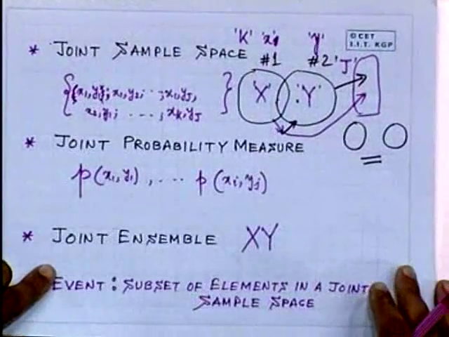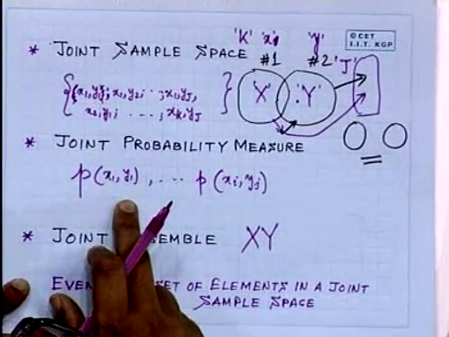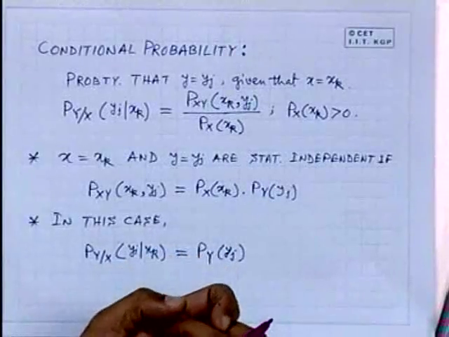We loosely understood that in order to define a joint ensemble, we have to define the joint probability measure. Towards that, it may be good to understand what is known as the conditional probability. Please go through this and tell me whether this expression for conditional probability is okay. I am trying to define a conditional probability over a joint sample space. I am writing an expression for the probability that the outcome of the second experiment, capital Y, is yj, given that the outcome of the first experiment, that is capital X, is xk.